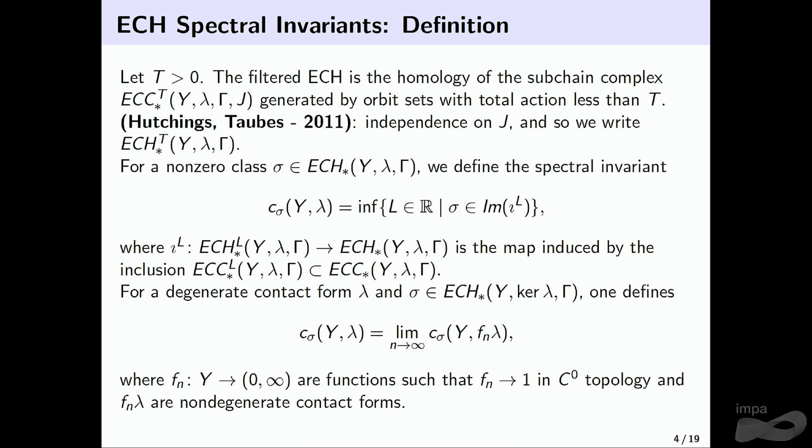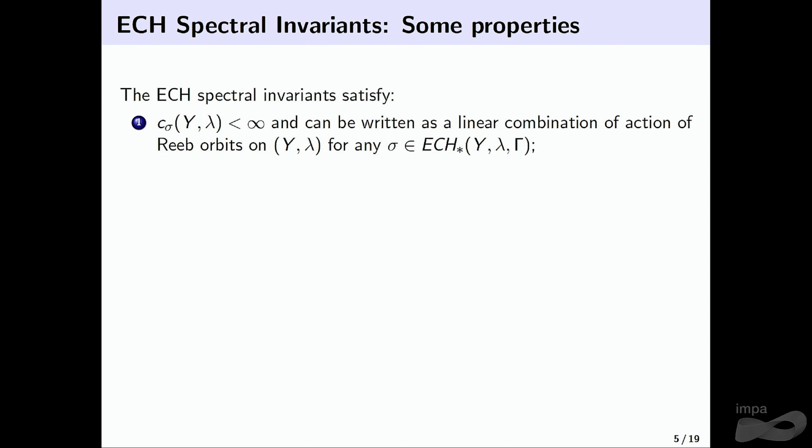But that holds as long as you don't change the contact structure. So you multiply, for instance, the contact form by a positive function. So that's how it's defined, and that's how you can try to compute it by limiting.